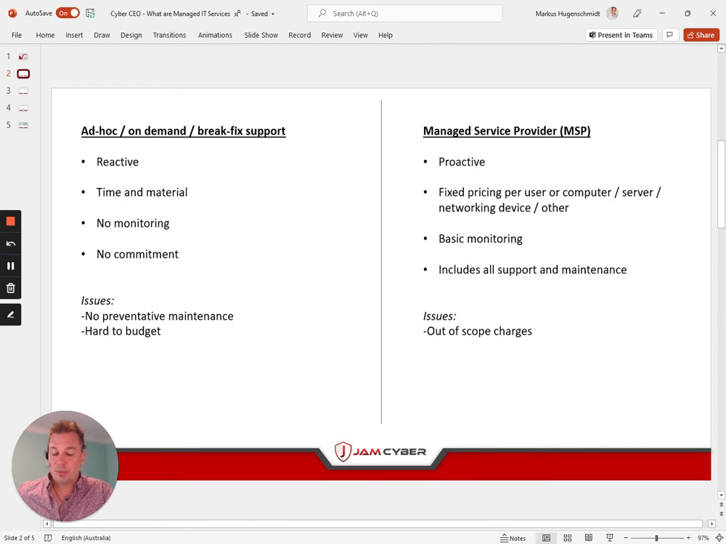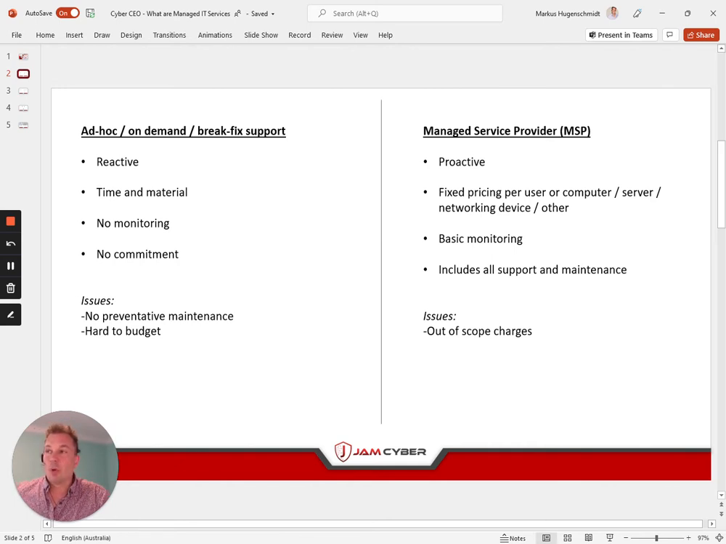Ad hoc break-fix IT support is something breaks, you call IT, and IT fixes it. So it's very reactive as opposed to proactive, which is what the MSP offering usually delivers. It's normally charged on a time and material basis. So if nothing happens in a month, you don't pay for anything. If a lot happens in a month, you pay for a lot. That is really hard to budget, and this is why it's not usually the recommended approach. There is in most instances no monitoring, and there's just no commitment. There's no relationship. Whenever you need IT, you call them and they may or may not fix it.